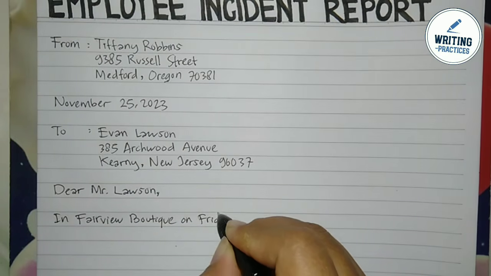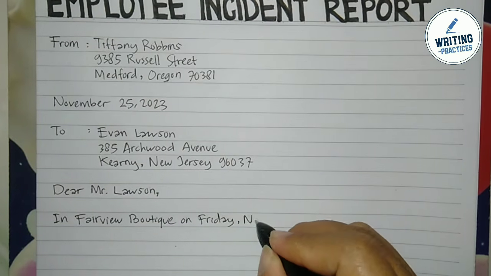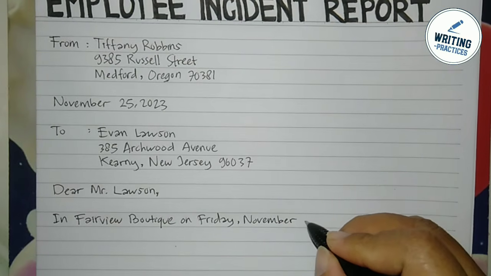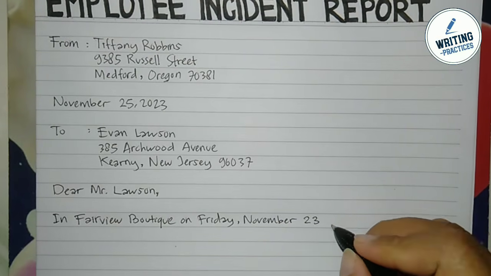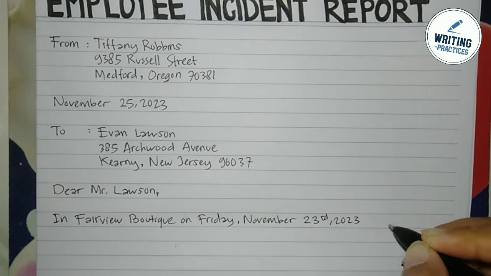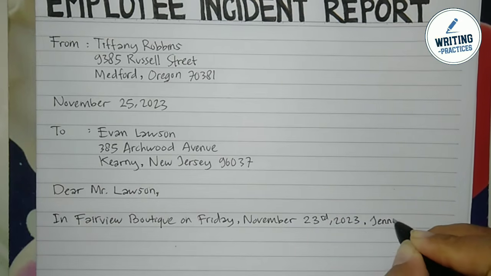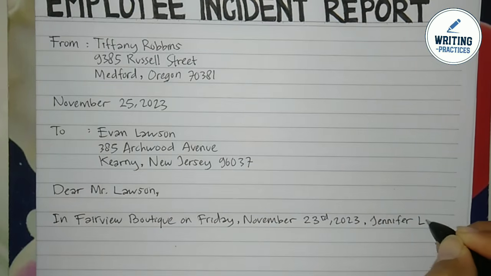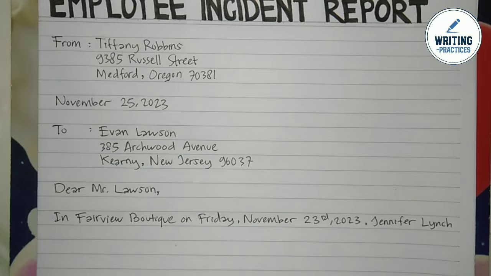So, first of all, mention the place where the incident happened. And mention the time. You need to write down the day, month, date, and year. And write the person who was injured. After that, tell the recipient about how the incident happened.